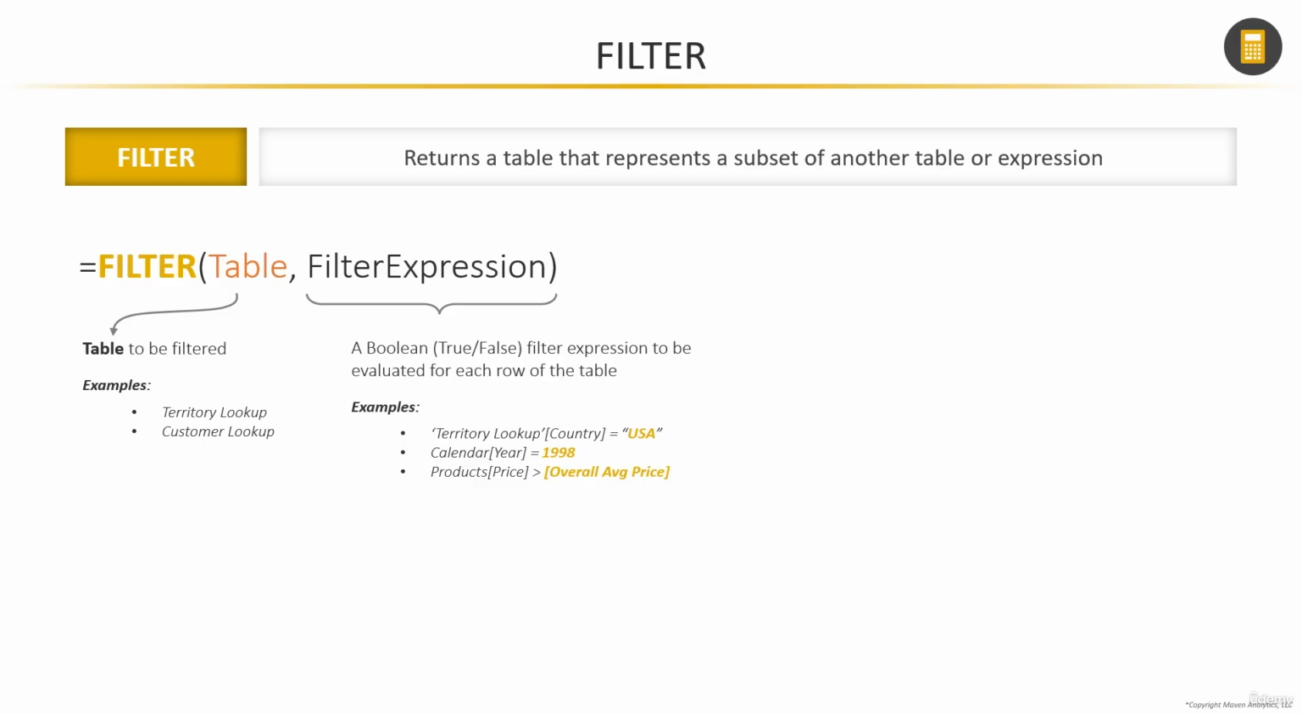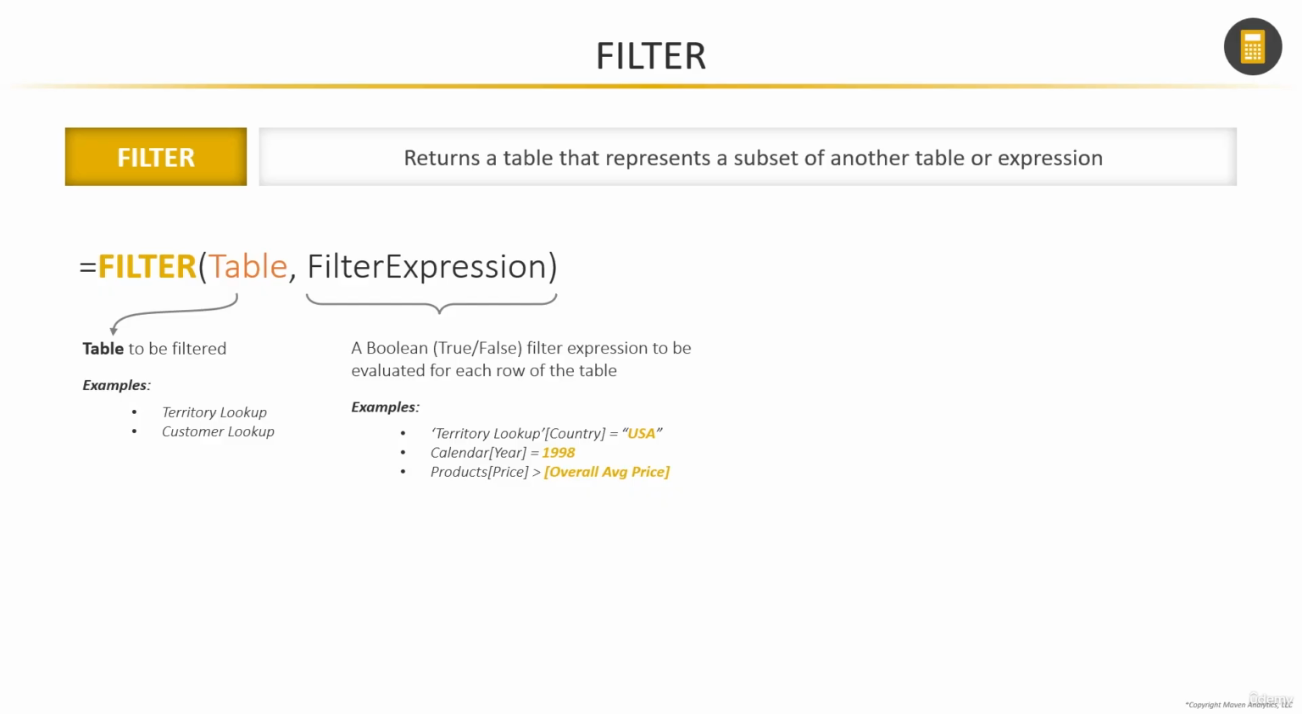And the other important thing to note here is that filter is what's called an iterator function, meaning that it scans or iterates row by row through an entire table, testing that filter expression, that true-false statement. And for every row where that expression returns true, that row is kept, it's preserved. Any row where the filter expression is false, that row gets cut out. So as a result, filter scans row by row, and it chops out any of the rows that don't meet the filter expression criteria.